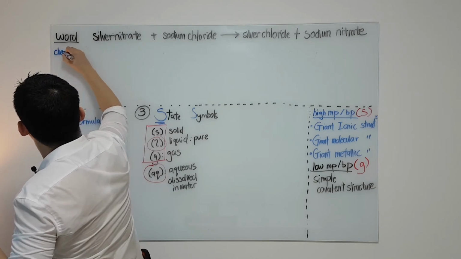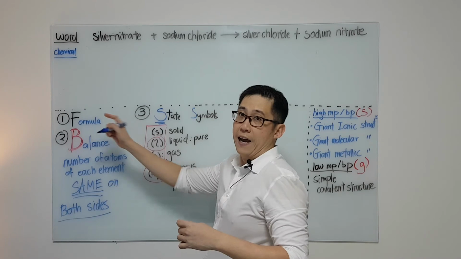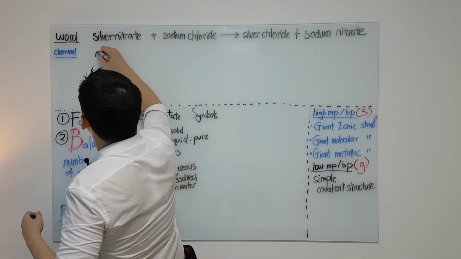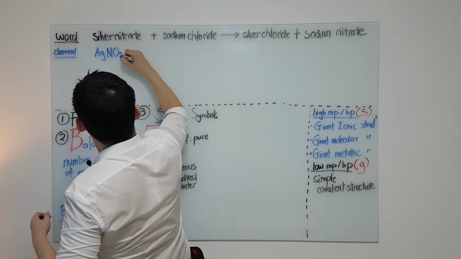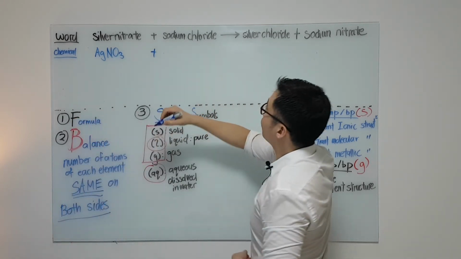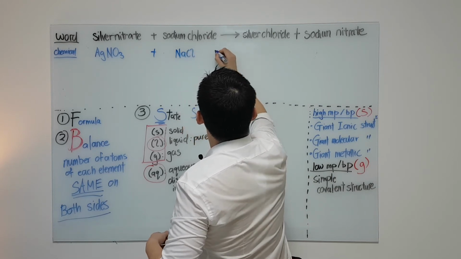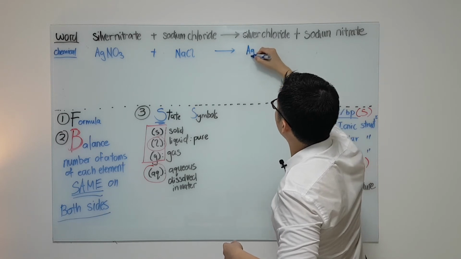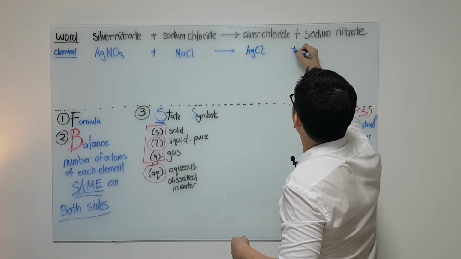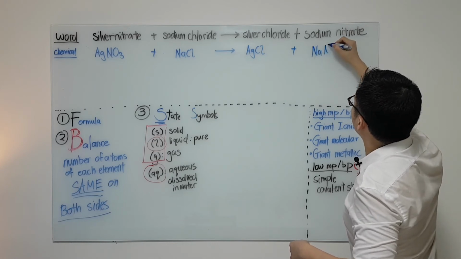So I'm going to write a chemical equation. The first step, again, F is for formula. I know my silver nitrate has this formula here, plus sodium chloride, we all know is NaCl. And what happens is it will give us silver chloride, which is AgCl, and you get sodium nitrate, which is NaNO3.